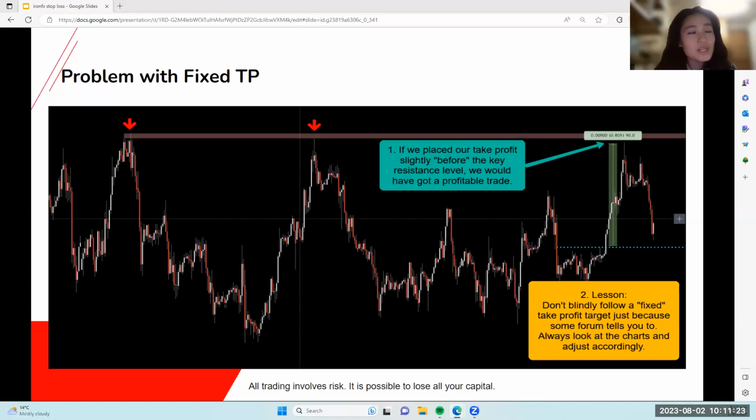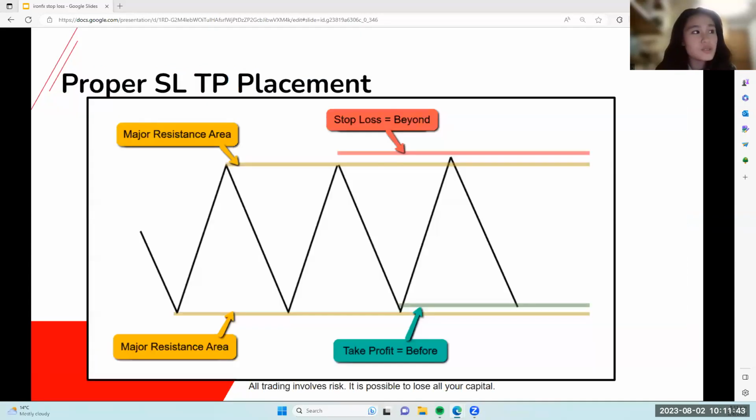So it's important to look at the charts and then adjust your take profit and stop loss accordingly. So the lesson that we're trying to talk about in this case is to not blindly follow a fixed take profit target just because some forum or education platform tells you to do so, because you always want to look at your charts and adjust accordingly because each chart is different.